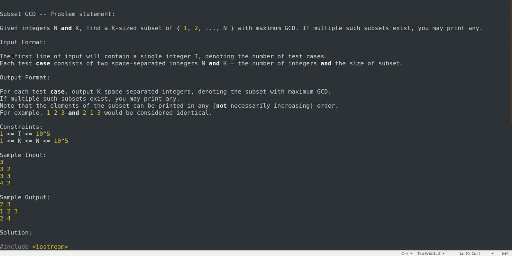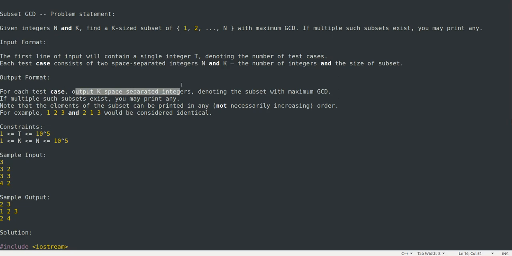In the input format, they have given that the first integer denotes the number of test cases, followed by that, for each test case we have two integers n and k, as we saw in the problem statement.